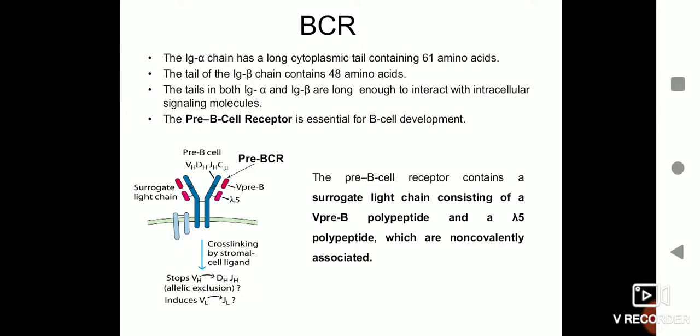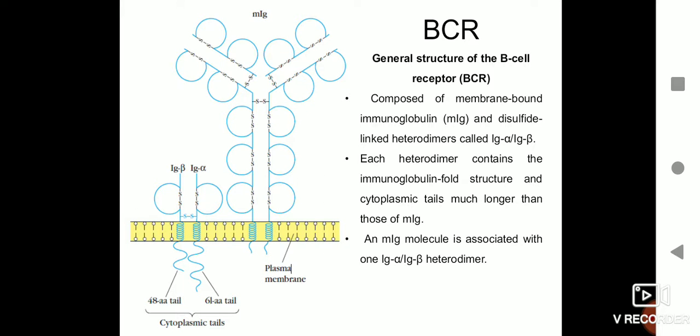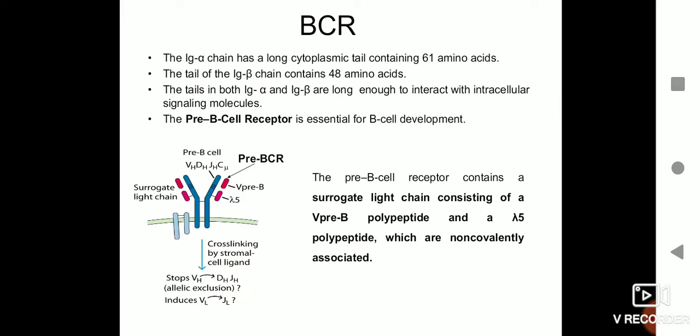And in this B cell receptor, as I have already explained, the Ig alpha chain has a long cytoplasmic tail, as you can see here, which is around 61 amino acids long, whereas Ig beta's cytoplasmic tail is shorter than Ig alpha's, approximately 48 amino acids long. The tails in both Ig alpha and Ig beta are long enough to interact with other signaling molecules.